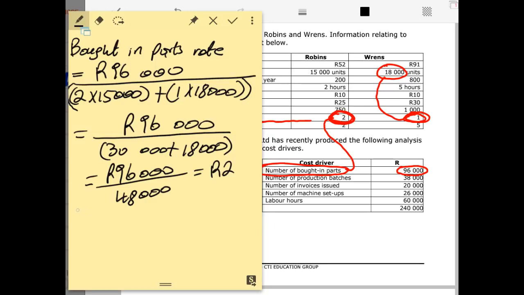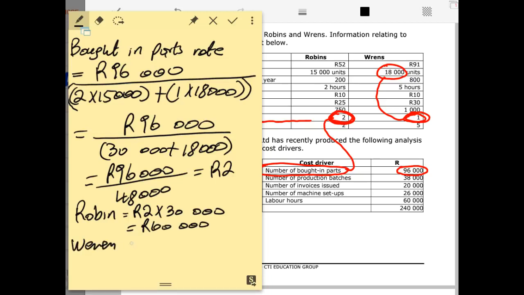Then we have to allocate to the product Robin. We take our overhead rate, which is 2 rand, and multiply it by the number of units, the number of bought-in parts, which is 30,000. Remember, we said it is 30,000 bought-in parts. So now we times by 30,000, and that gives us the allocation of the overhead as 60,000 for Robin.